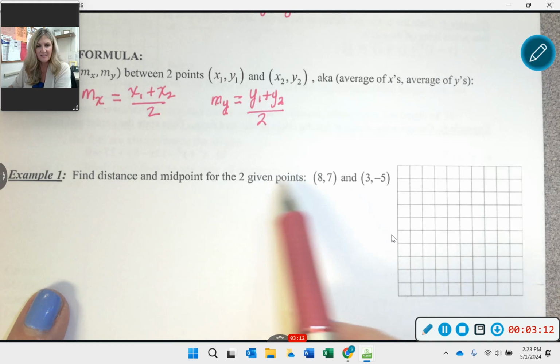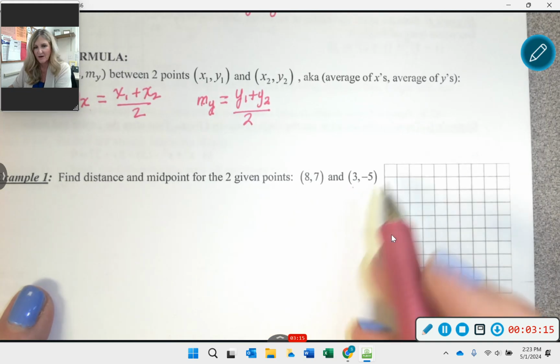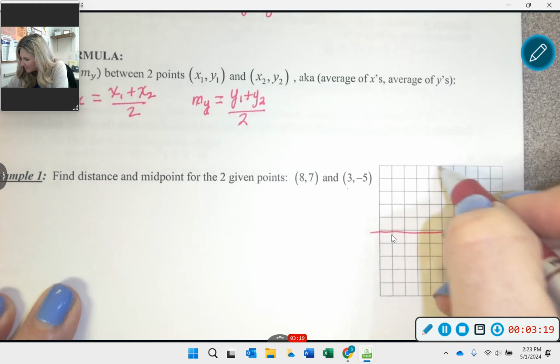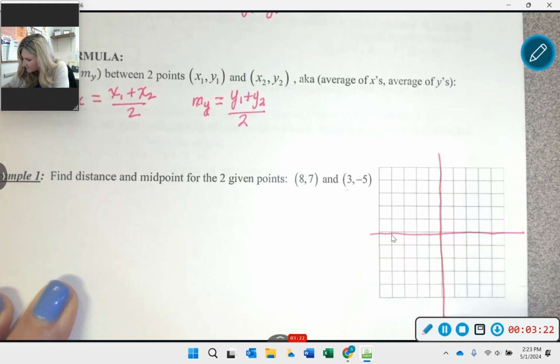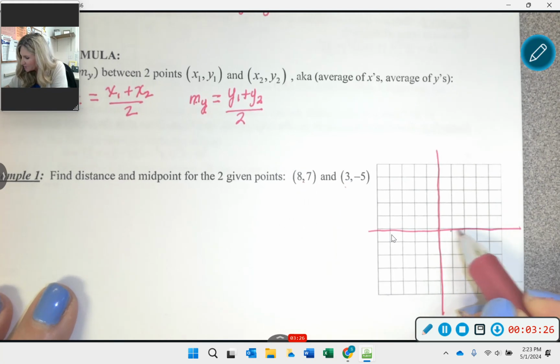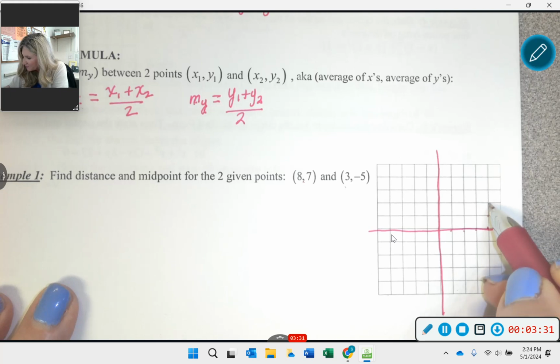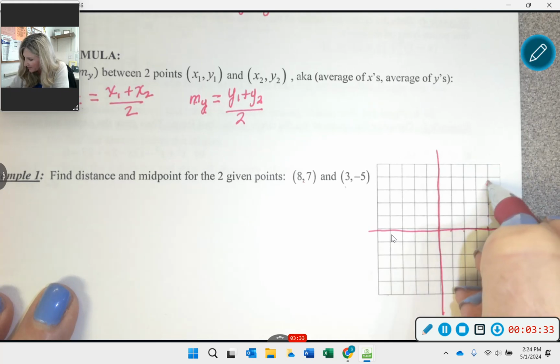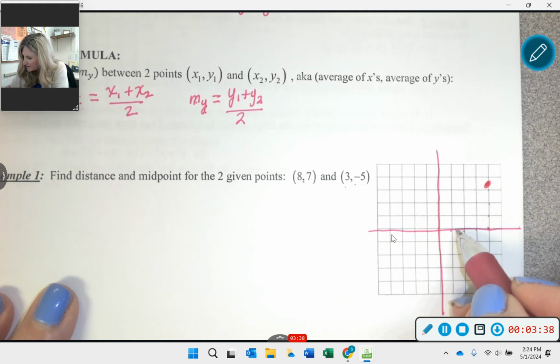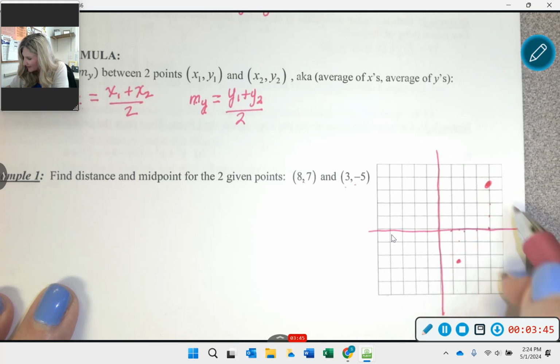All right, let's look at an example now. We're going to find the distance and the midpoint for what we're given. Okay, so I'm going to draw a picture of it. I think I'm going to have to go by 2's to fit the 8. So I'm going to go 2, 4, 6, 8. And then for 7, I'm going to go 2, 4, 6, 7 is going to be right there. There's my first point. My other point is over 3, so 2, 3 is going to be right there. And then 5 is going to go 2, 4, 5, like that.